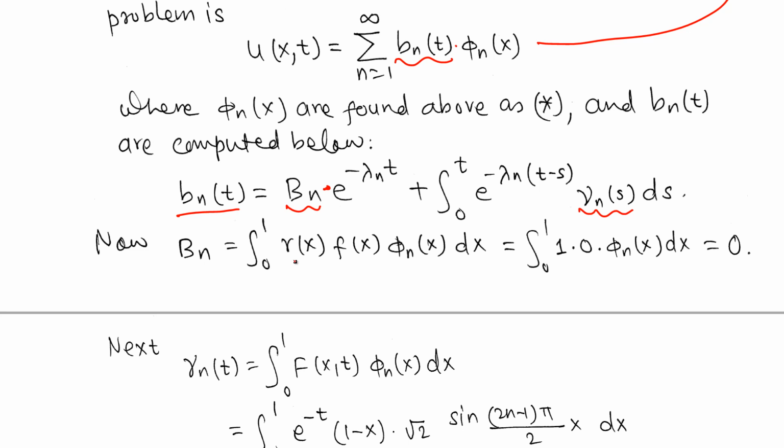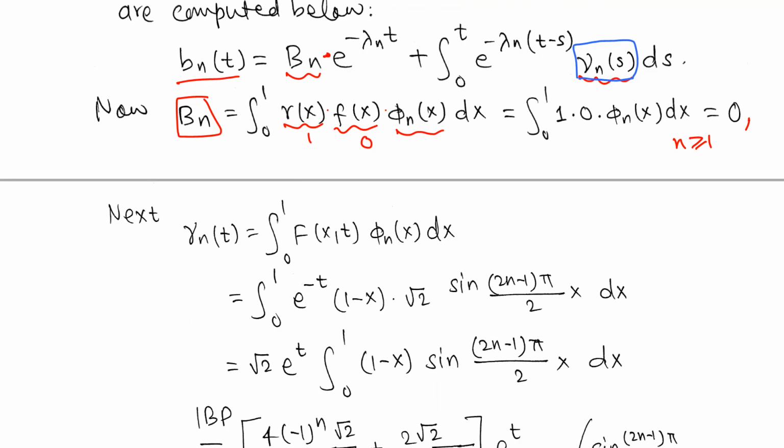By the formula, B_n is the integral from 0 to 1 of r times f times phi_n(x). R is 1 in our case, f is the initial value, which is given as 0, and these are normalized eigenfunctions, but we don't have to worry about anything here. Due to this 0, this integral is 0, and this is true for all n bigger than or equal to 1. So this B_n is 0. Now next we need to determine these nu_n's. Okay, let's find nu_n's.